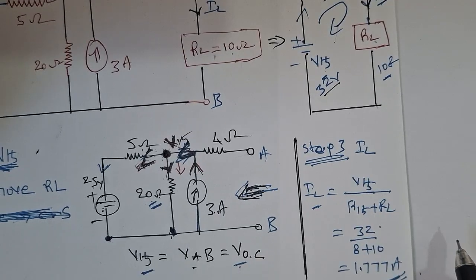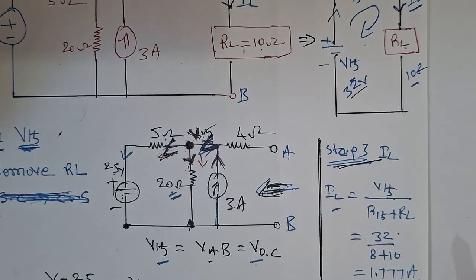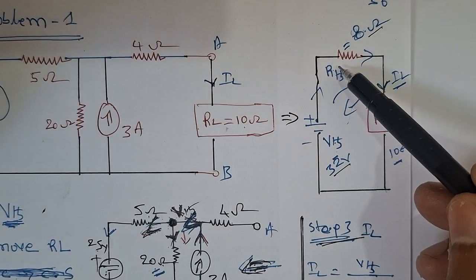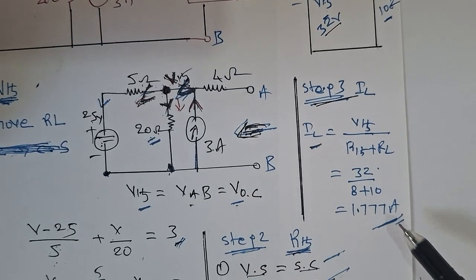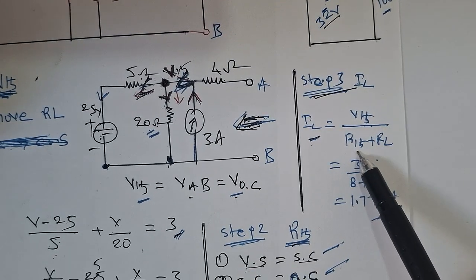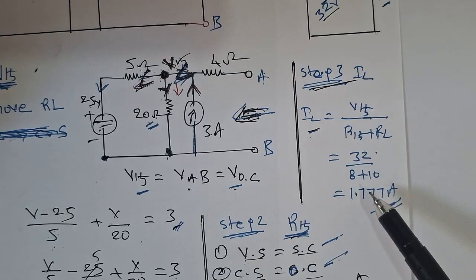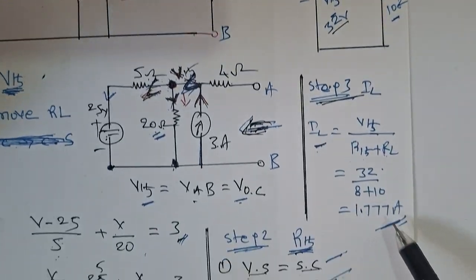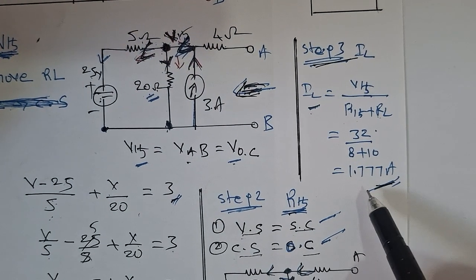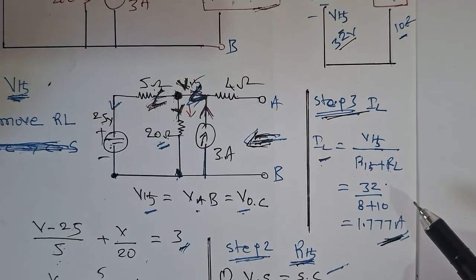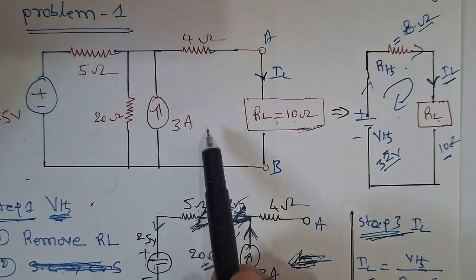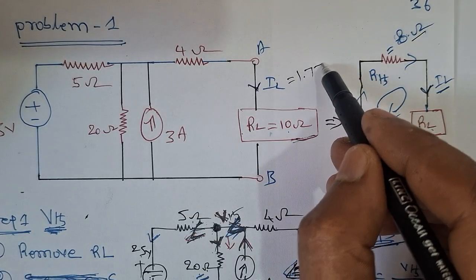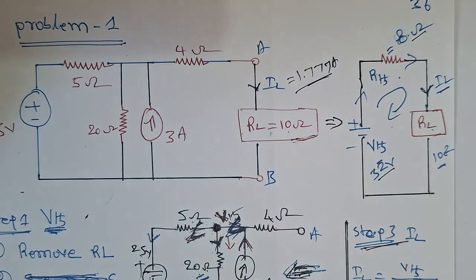Now step 3 is very easy. We have to find the load current. Load current IL is equal to VTH divided by RTH plus RL. VTH is 32 volts, RTH is 8 ohms, and RL is given as 10 ohms. Therefore the answer will be 1.77 amperes, which is the load current. From this circuit diagram, we got the current of 1.777 amperes. So this is the answer.